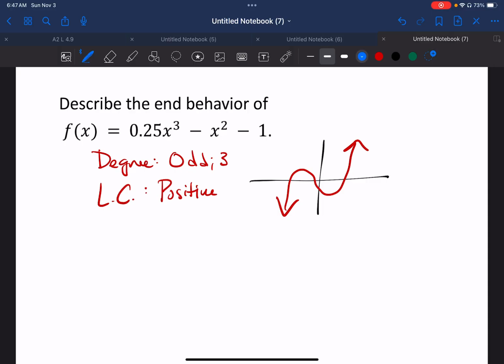So now let's do that end behavior. Let's start on the right side. Okay, so this is my positive infinity side. And the function is going up, so I know it's going to be approaching positive infinity. On the left side, as x approaches negative infinity, the function is going down, so it's approaching negative infinity.